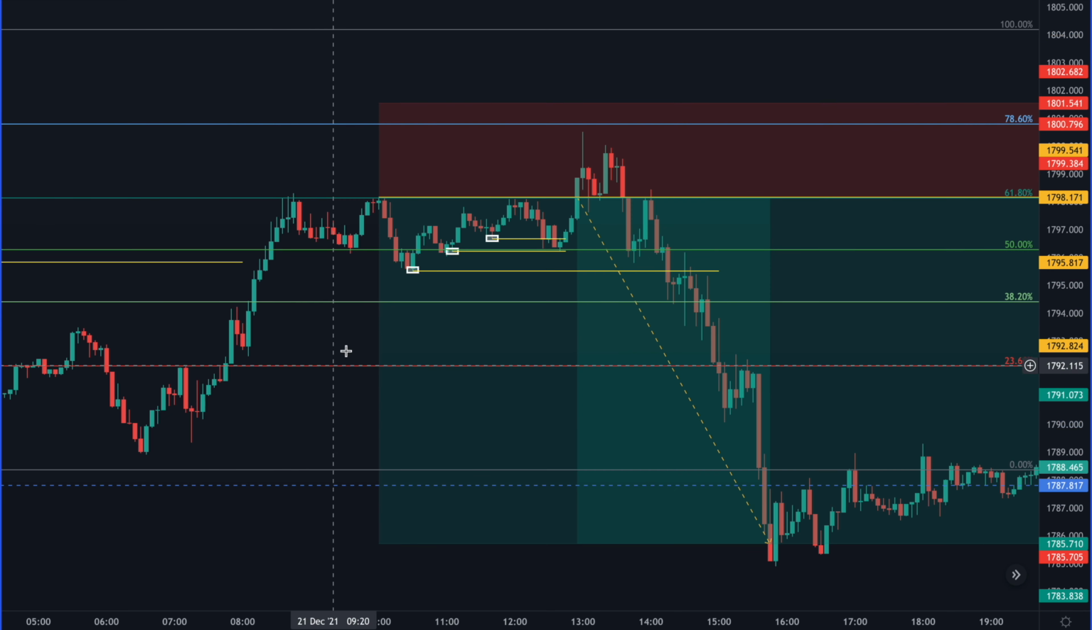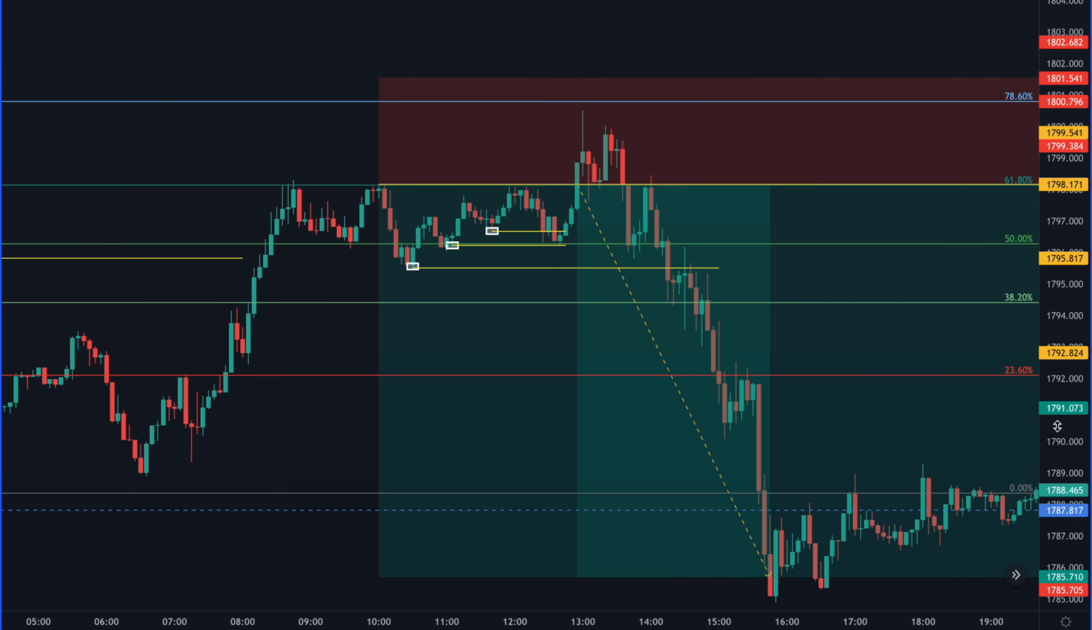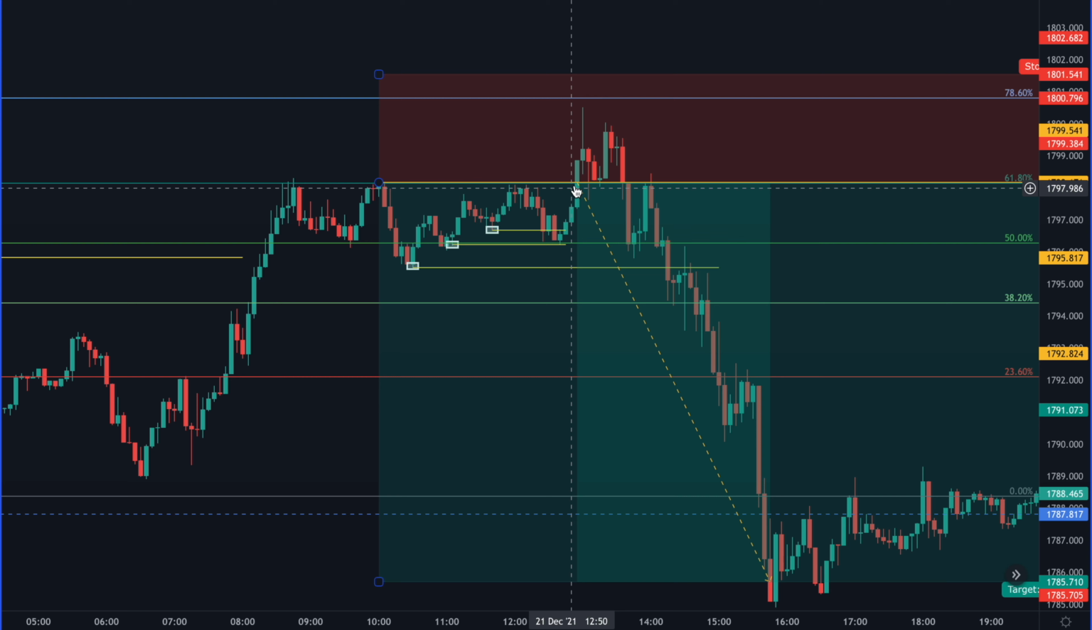Now, looking at the 5 minute, you can see that I've drawn out some lines with some boxes, and I'm going to go through why I've done that. So after we saw price push up to this point and then start producing clear bearish structure, that was a great indication that now this trade is going in the right direction.